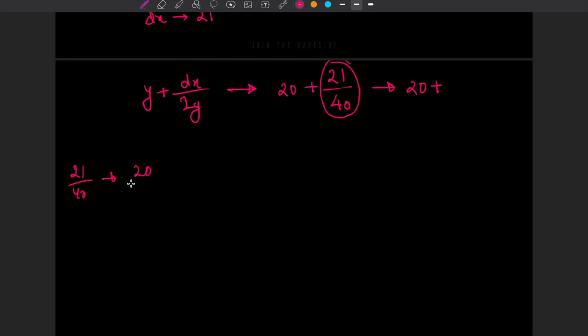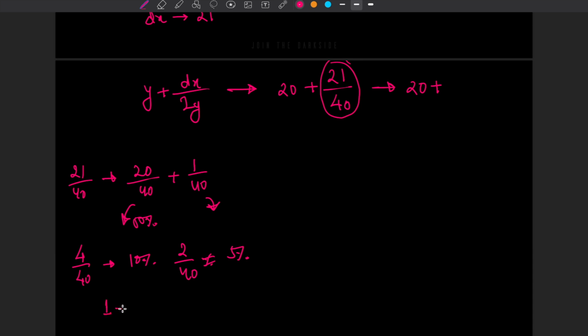So we know that 20 is half of 40. That means 50% plus 1 by 40. So this is 50% and we have to find 1 by 40. So 4 by 40 is 10%. 2 by 40 is 5%. So 1 by 40 will be half of 5%, 2.5%. So 1 by 40 becomes 2.5%.